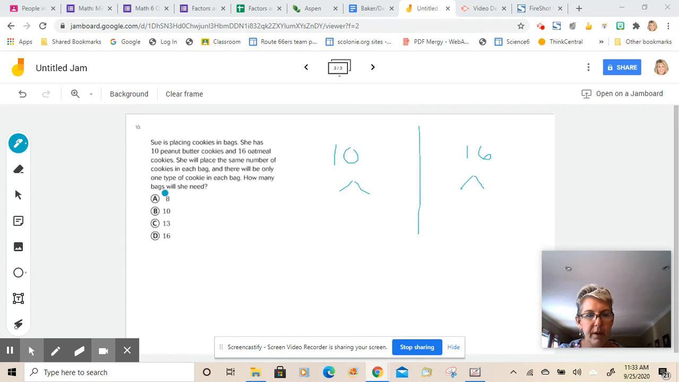All right, so a couple of indicators that you might be using that distributive property idea is when you see the words "same number of." So we're talking about the same number of cookies in each bag, and that's when you say to yourself, I need to find the GCF. And in this case, the GCF will be cookies per bag. So I like to write that down just so we keep track of what's going on. Cookies per bag.